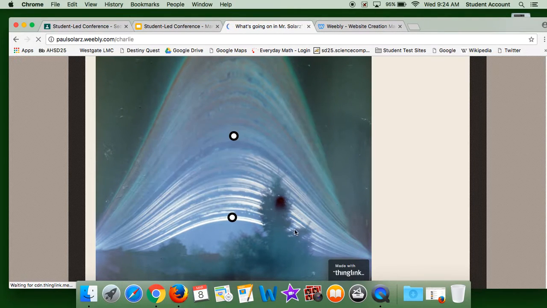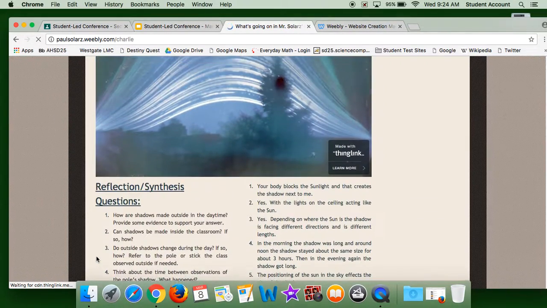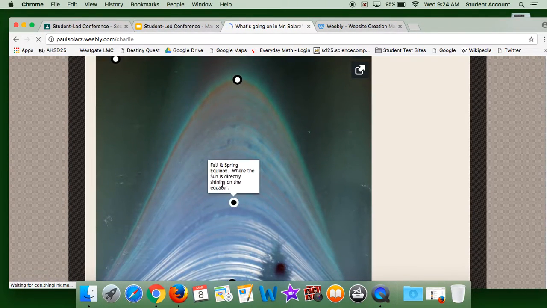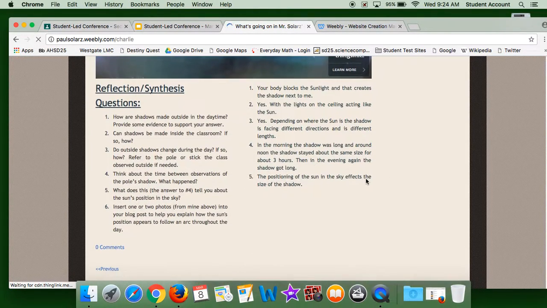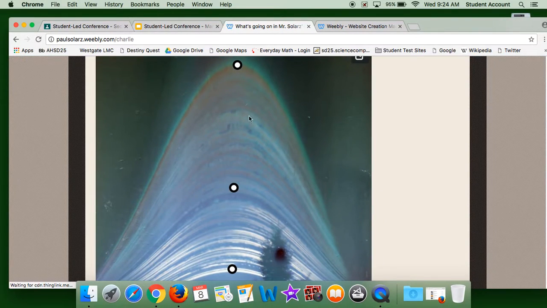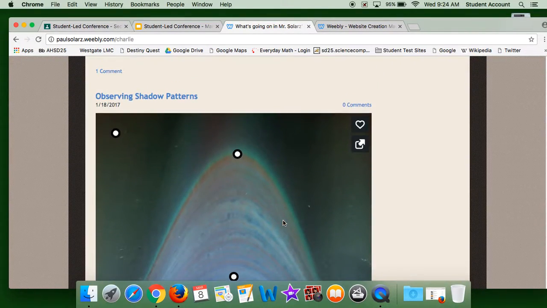All of these lines are each day what the sun's patches. And I like this because we get to use our problem-solving skills to figure out which point is what place. And I learned about the solstices and the equinoxes in this.